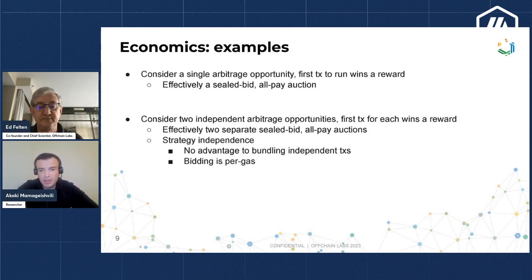And first, let me go through the examples that we analyze through the proposal. So the example that we have is a classic backrunning arbitrage opportunity. So there are multiple searchers that want to get the reward for their arbitrage opportunity, and the assumption is that the very first one gets all the reward.